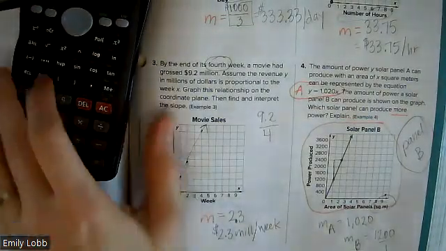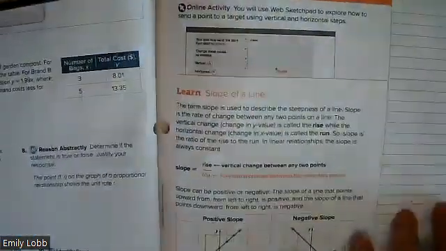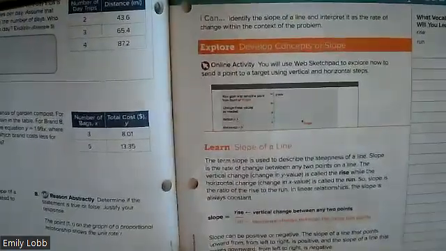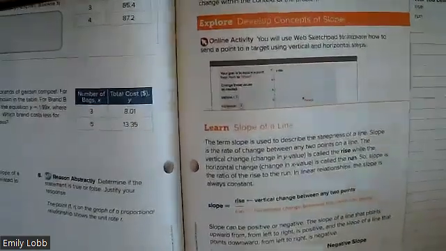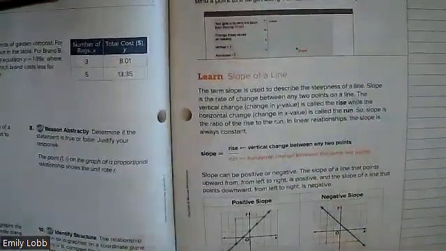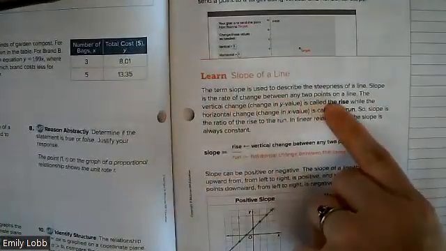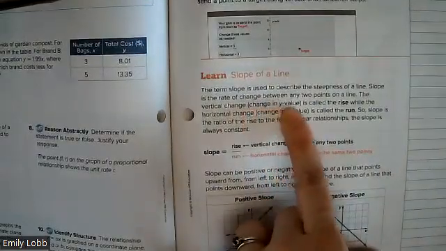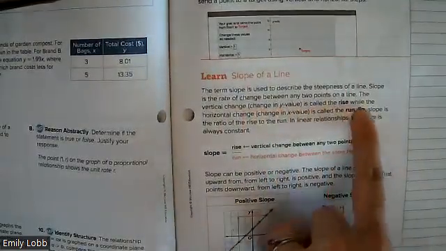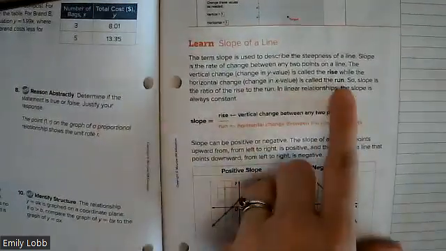All right, so we're going to move on to 4.2 today. And I think this is another one you'll be good at because we've done this. This is page 191. So it's the slope of a line. The term slope is used to describe the steepness of a line. Slope is the rate of change between any 2 points on a line. The vertical change, our change in y value, is called the rise, while the horizontal change, our change in x value, is called the run.